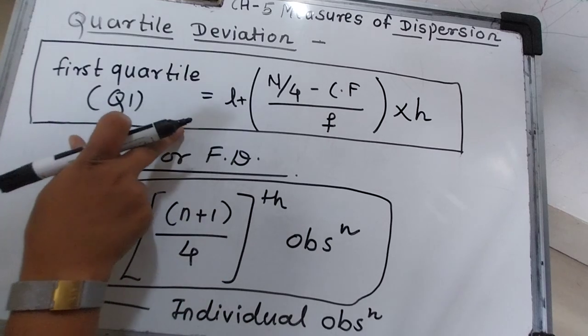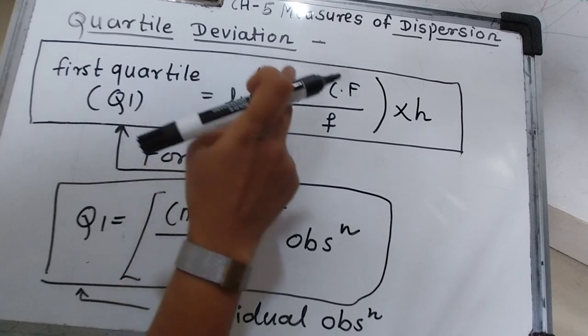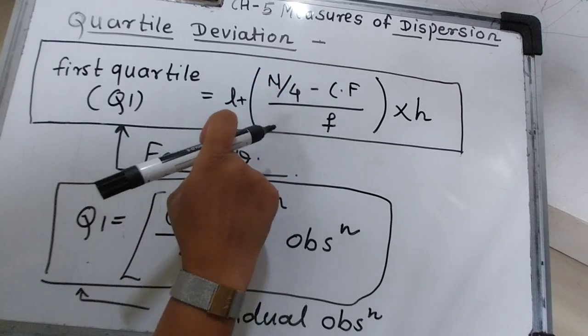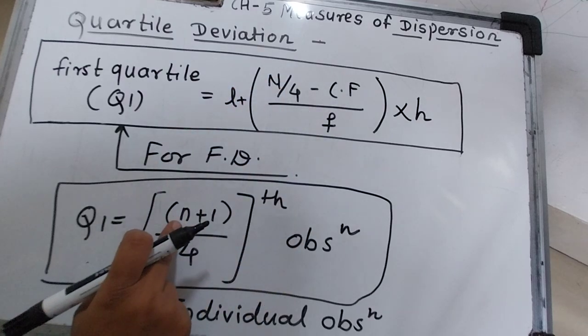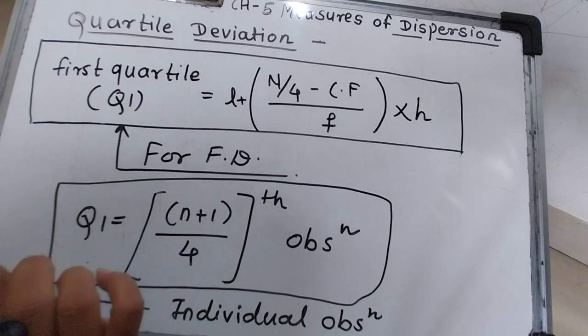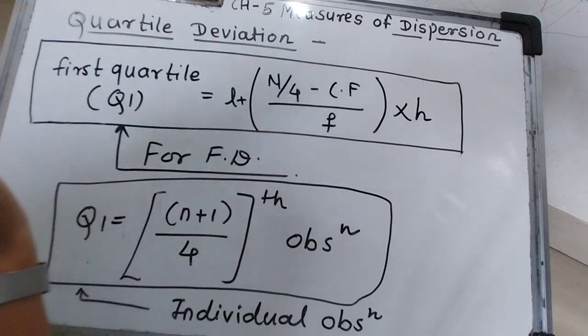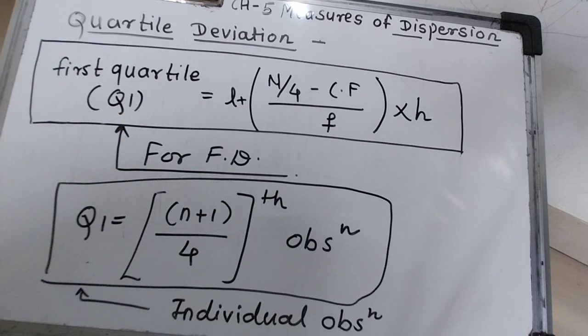And this is used for the frequency distribution table. See, capital N is related to frequency. Total of frequency is the capital N. Here small n means the number of observations. So this formula is for individual observations and this formula is for the frequency distribution. This is about the first quartile. You can take the screenshot.